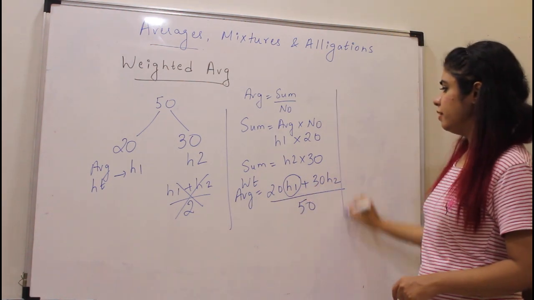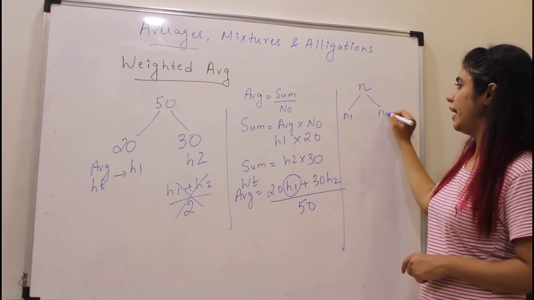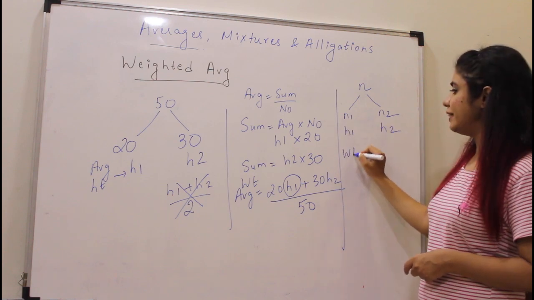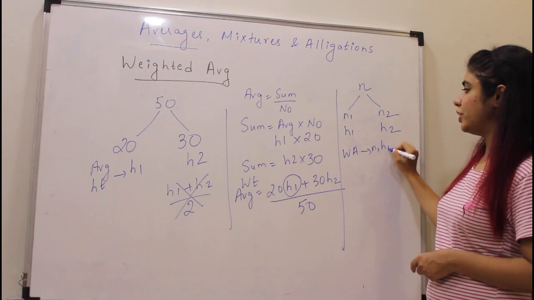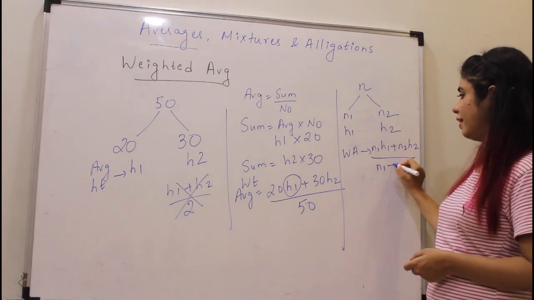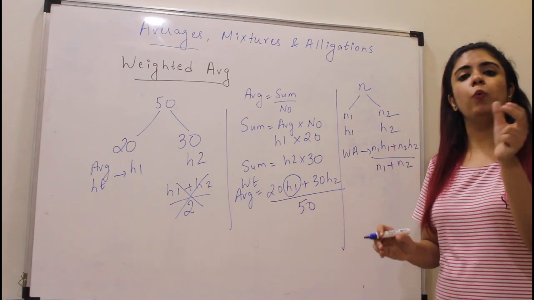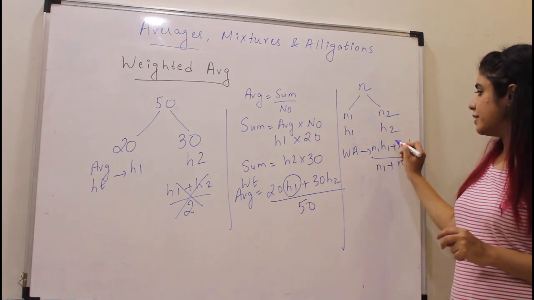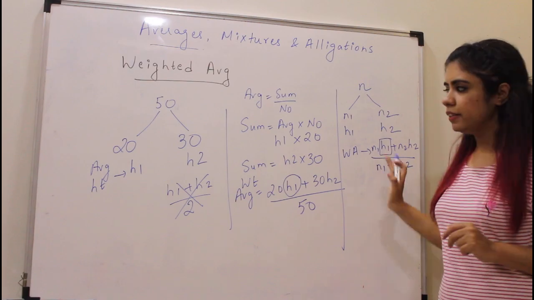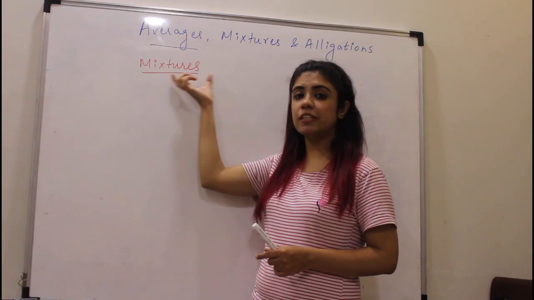So in general, if I have n students, let's say I divided into n1 and n2, and the average heights are, let's say, h1 and h2. So your weighted average will be n1 h1 plus n2 h2 upon total number of students, which is n1 plus n2. So this is the concept of weighted average. We are assigning a weight to the number of students. So in this case, that is nothing but the height. So you can assign heights, weights, anything for that matter. This is weighted average.